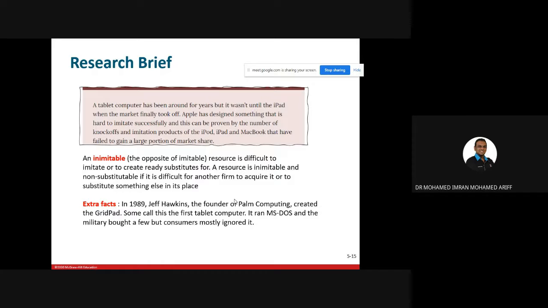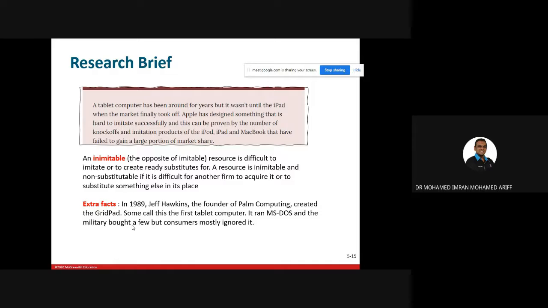A tablet computer has been around for years. Dah lama dah punya tablet ni, saya pun baru tahu. iPad cuma mempopularise, is that the word? iPad is the first product which popularized the tablet computer. Tablet computer has been around for many years. Okay, when iPad came out, then only everyone started to, because the first tablet computer came out in 1989.